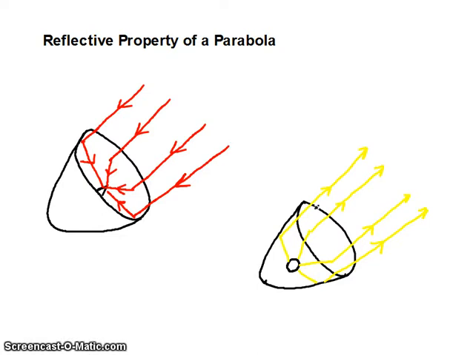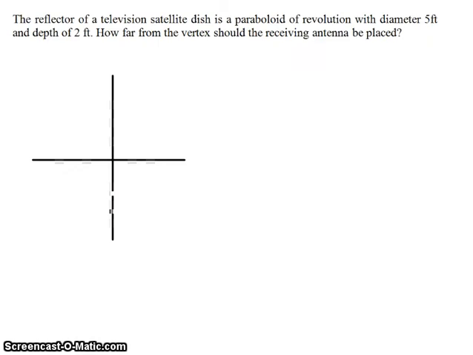The property is used to intensify signals picked up by radio telescopes and television satellite dishes, to focus arriving light in reflecting telescopes, to concentrate heat in solar ovens, and to magnify sound for sideline microphones at football games. So we're going to end this by working on an example that deals with this paraboloid of revolution.